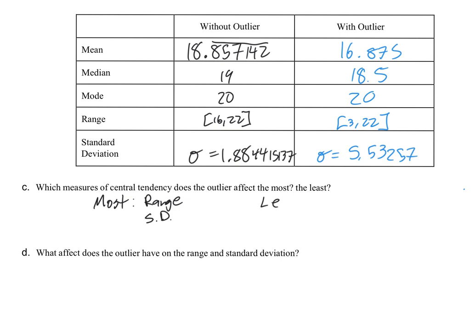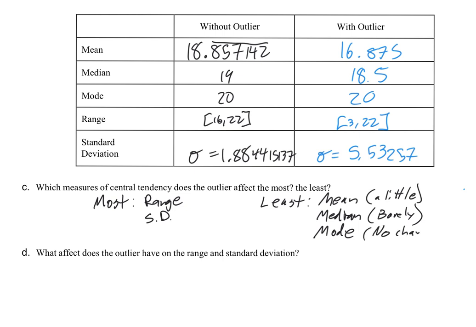What about the least? Well, the things that affected the least were the mean. That's just, I would say, a little. The median, barely. It barely changed. The mode, not at all. No change. And that's it. All right.